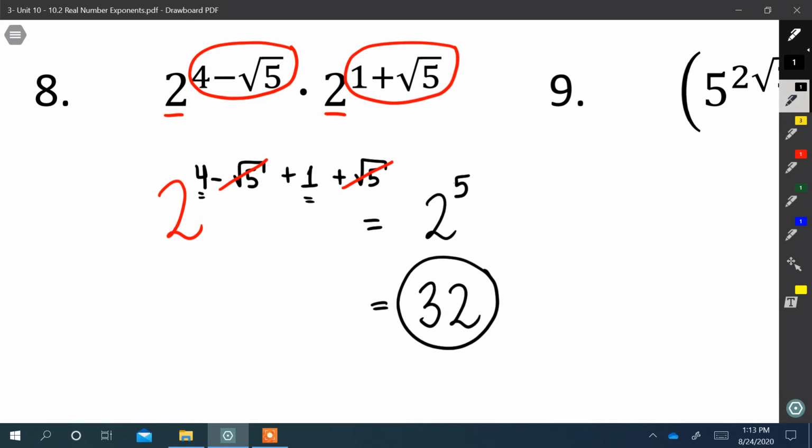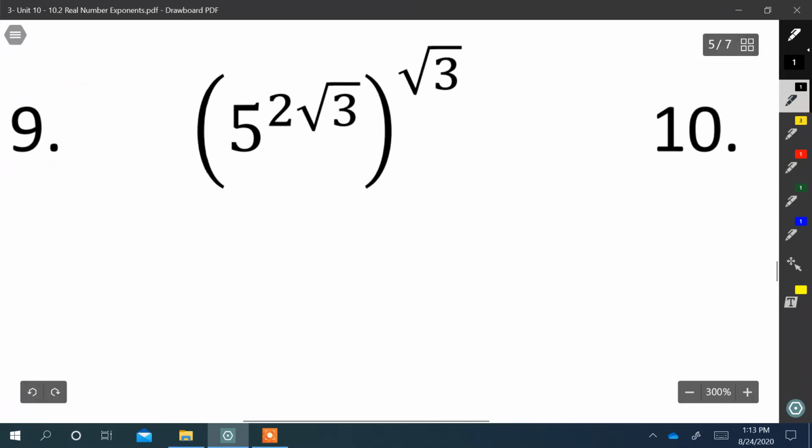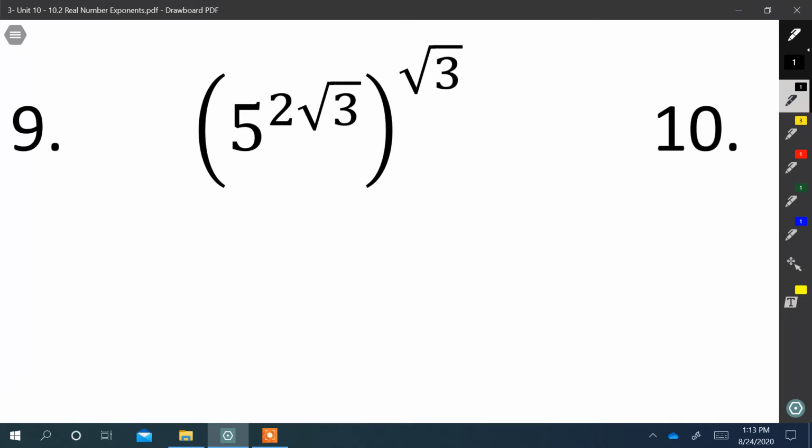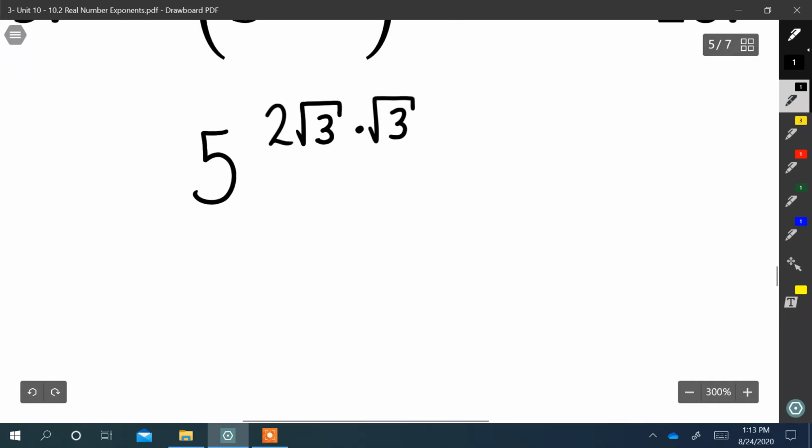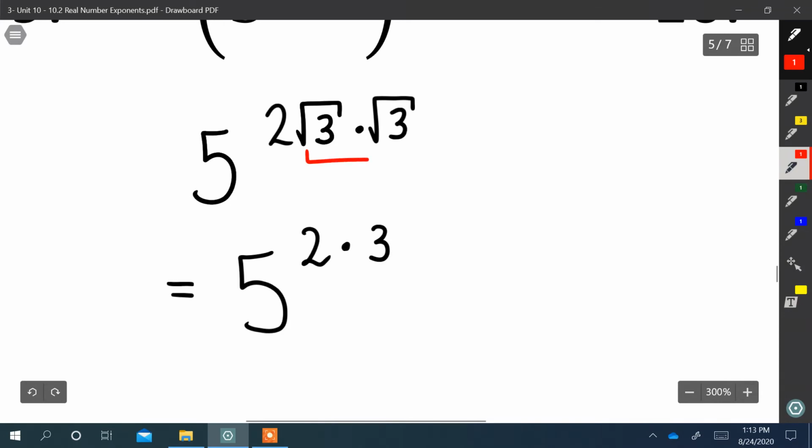Alright, let's go ahead and do example number 9. Whenever you have an exponent like that, what you have to do is multiply this times that there. So here's what happens. So we have 2 square root of 3 times the square root of 3. Well, the square root of 3 times the square root of 3 is simply going to be 3. This and this will simply give you that 3 right there.